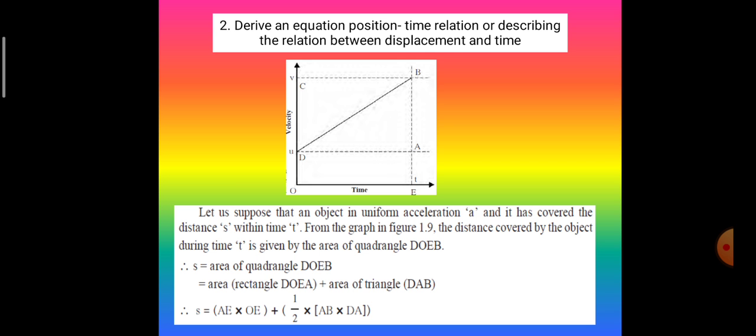Second question, for the second equation of motion, it is regarding the relation between displacement and time. For every equation of motion, you have to draw the graph. Although in the textbook it is only for the first equation of motion, it is referred to over there. So whenever you get the question, you have to draw the graph for every equation.